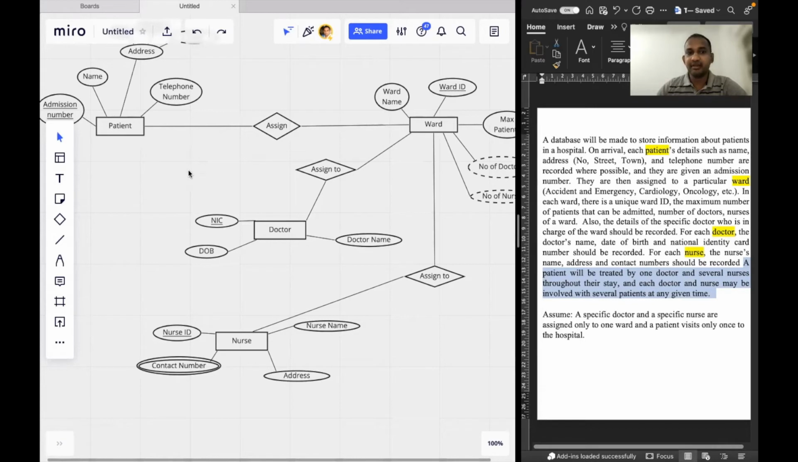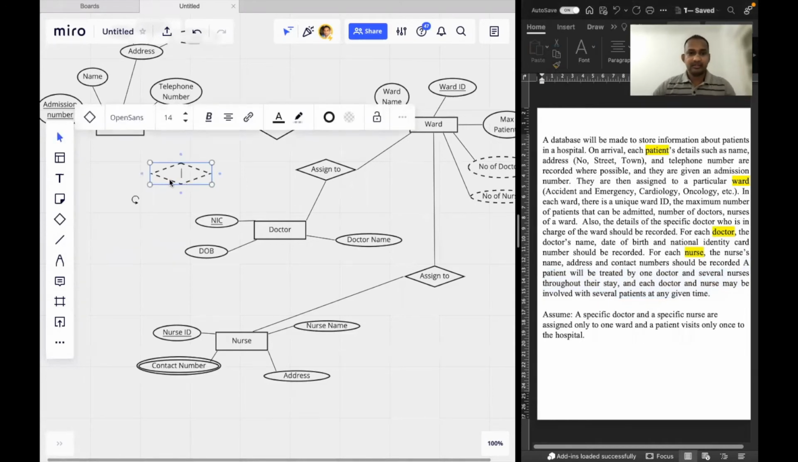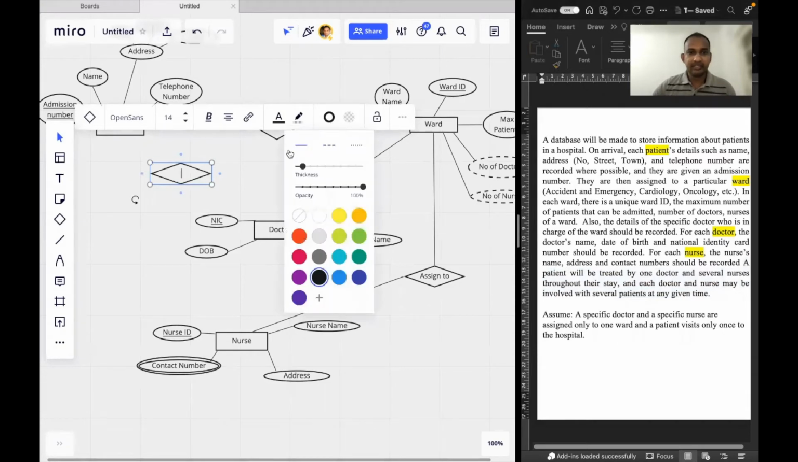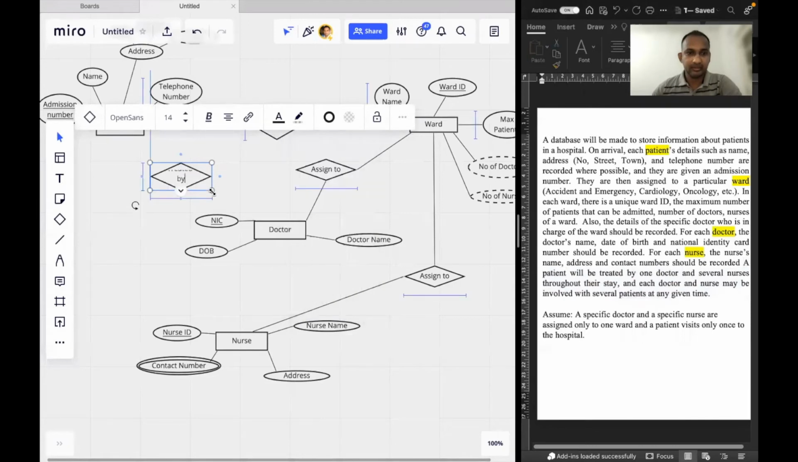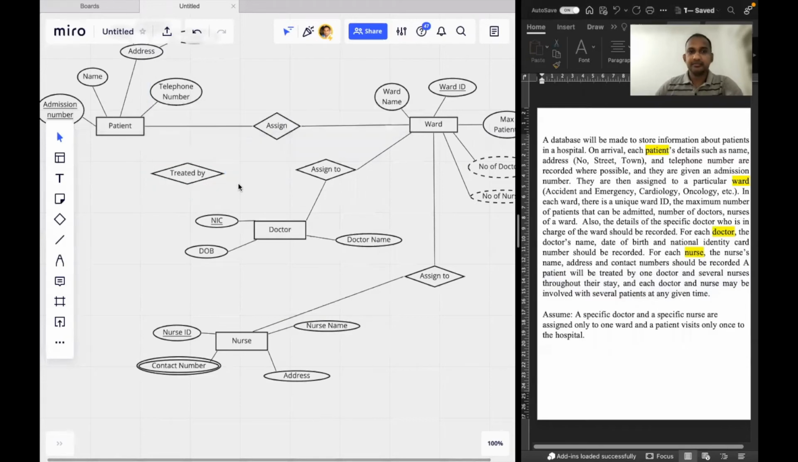The patient is treated by a particular doctor. So we can draw it using this relationship. Not this kind of dotted line, this kind of one. We can put it as treated by. So draw the lines.